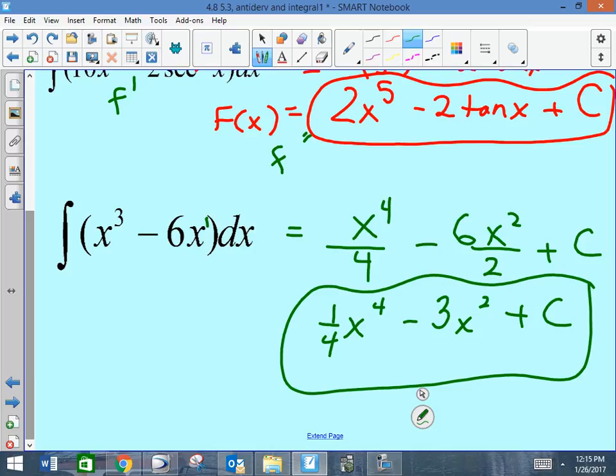Typically, if you're doing an indefinite integral like this equals this, you don't have to name it. If you have to name it, that's a different way of saying it.